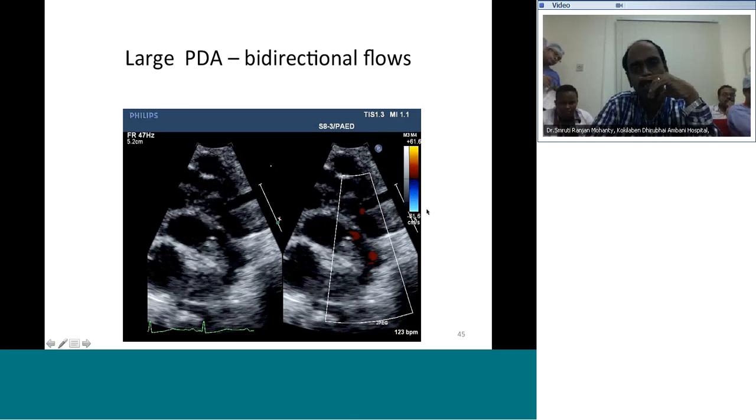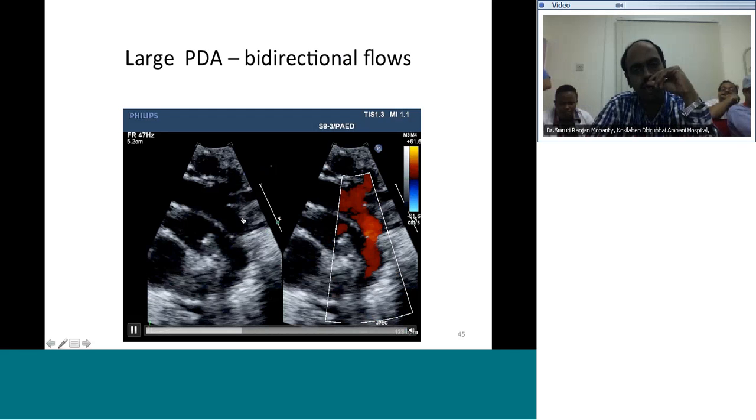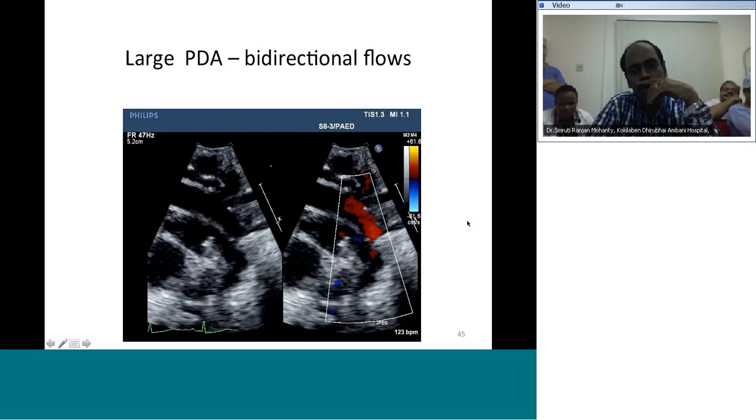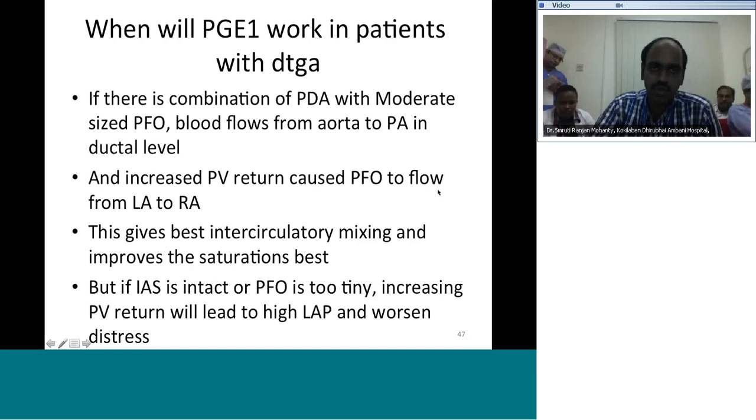TGA with a large PDA, there can be bidirectional flow. This is a large PDA, almost as big as the aorta, so there is bidirectional flow. You'll find blood flowing from PA to aorta in systole and aorta to PA in diastole. So this is the characteristic Doppler pattern of TGA with PDA.